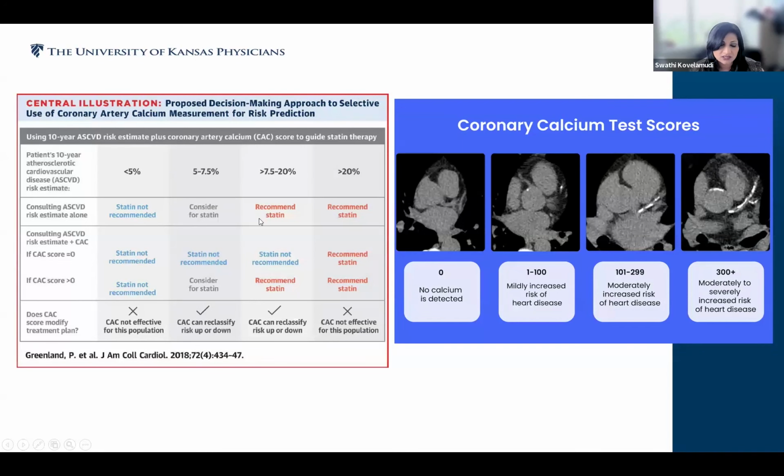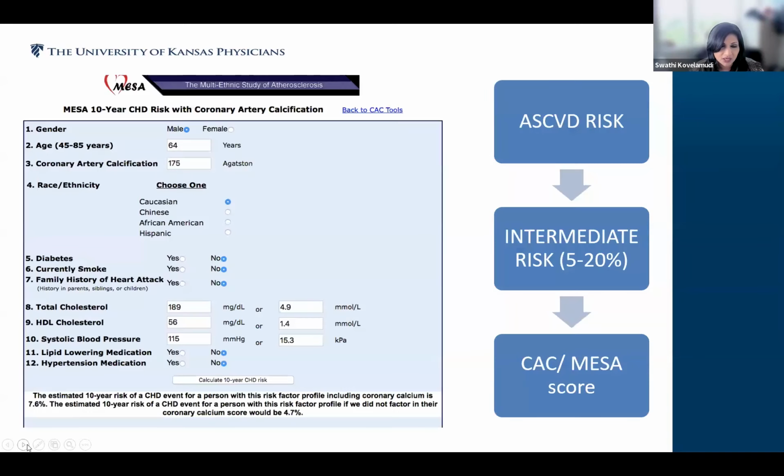So in this classification, patients in the middle two rows. So if you fall between 5 to 20%, these are the patients in whom coronary artery calcification can either push you up or down on the risk stratification scores and tell you whether or not you would benefit from statin therapy. So for example, this is the MESA calculator, the multi-ethnic study of atherosclerosis calculator, which takes into account coronary artery calcification. So your basic ASCVD risk calculator does not. So when you have a patient that falls in the intermediate risk in that score, you do a coronary artery calcium score in those patients, and it can tell you whether or not they truly need a statin.